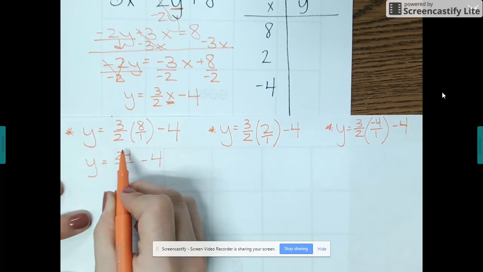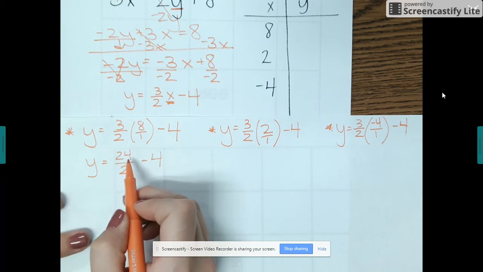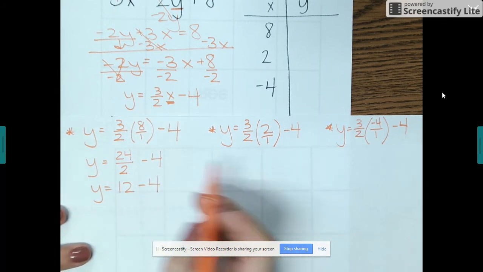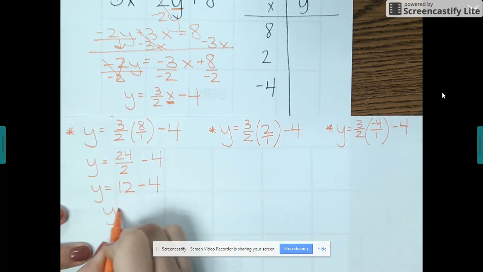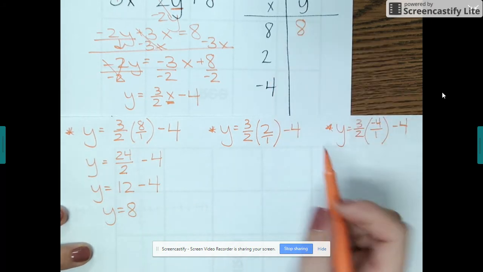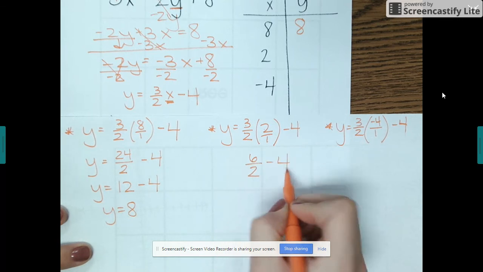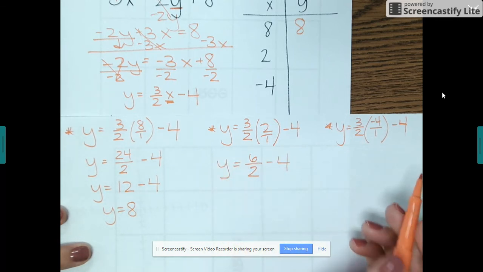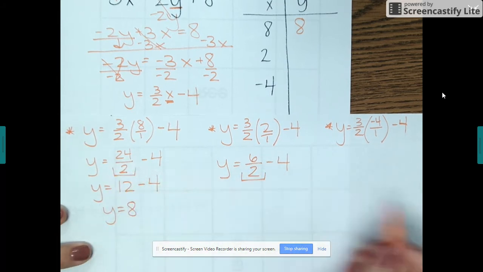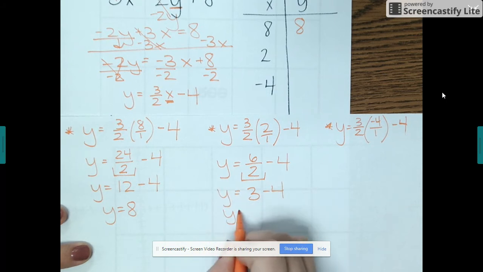Now, a lot of you guys are going to try and do common denominator or butterfly. Well, what is 24 divided by 2? 12. And it's 12 minus 4? 8. Let's do this one. Top times top, bottom times bottom. What is 6 divided by 2? Good. Y is -1.